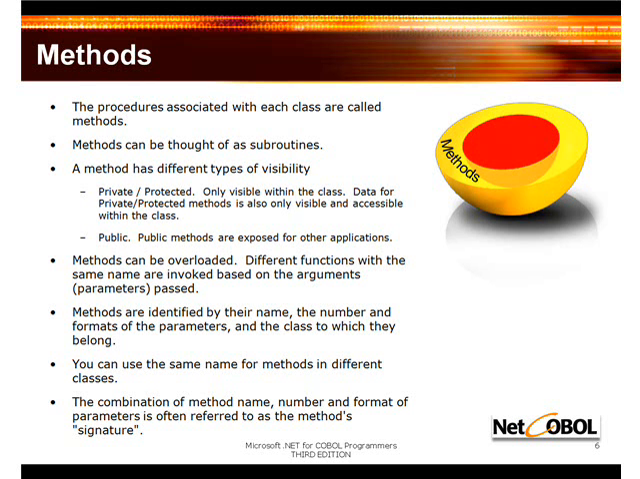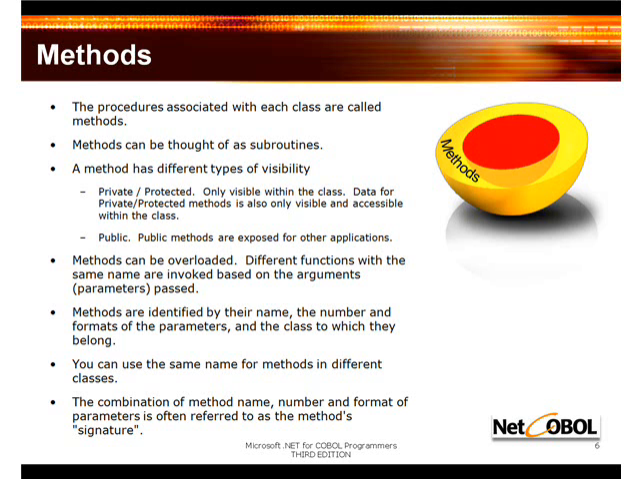Methods are identified by their name, the number and formats of their parameters, and the class that they belong to. You can use the same name for methods in different classes, and you can also define methods within a given class using the same name, but you can distinguish them by the number and format of their parameters. When you invoke a method, the system figures out which method you want by matching the number and format of the parameters you provide with the number and format of the parameters in the different definitions. The combination of method name, number, and format of the parameters is often referred to as the method's signature.